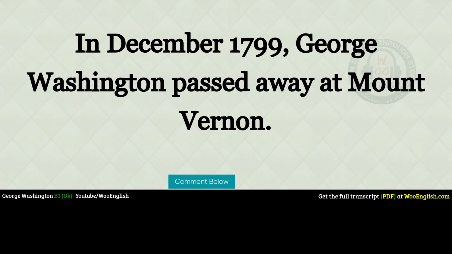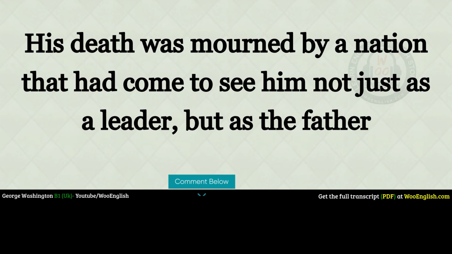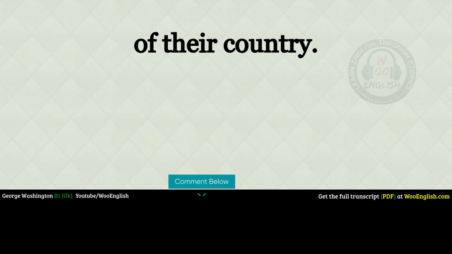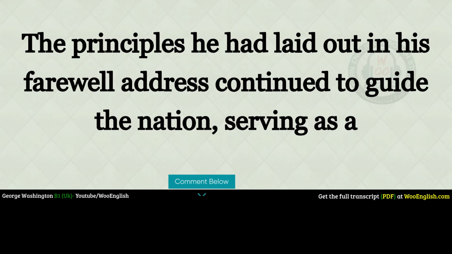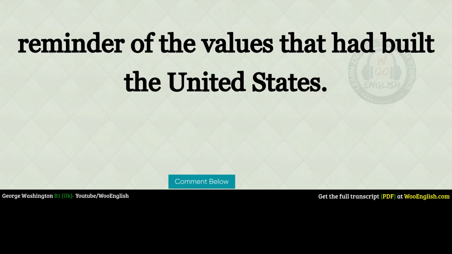In December 1799, George Washington passed away at Mount Vernon. His death was mourned by a nation that had come to see him not just as a leader, but as the father of their country. His legacy, however, lived on. The principles he had laid out in his farewell address continued to guide the nation, serving as a reminder of the values that had built the United States.